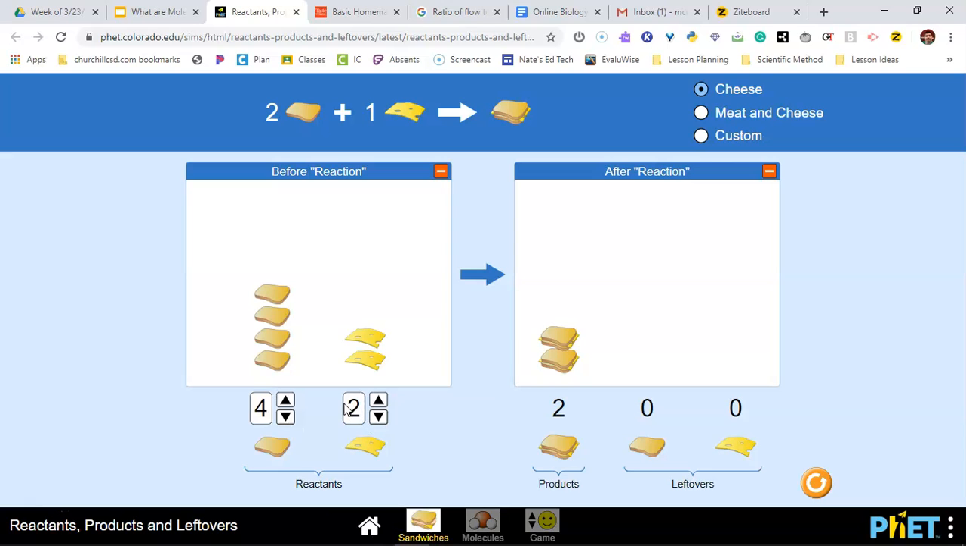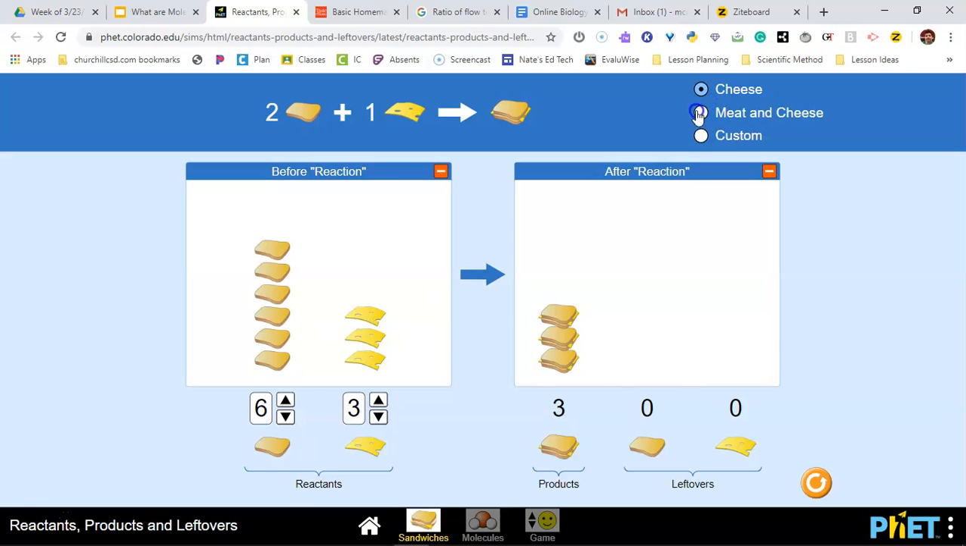All right, hopefully you're seeing this. If I go 5 pieces of bread and 3 pieces of cheese, look, I still only have 2 sandwiches because I got to maintain that 2 to 1 ratio. 2 to 1.